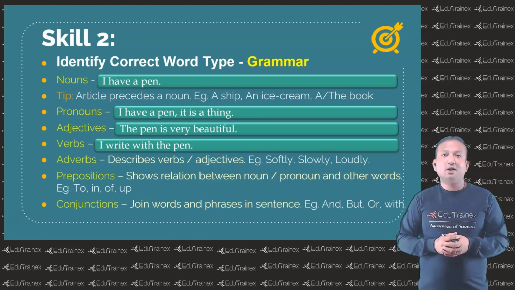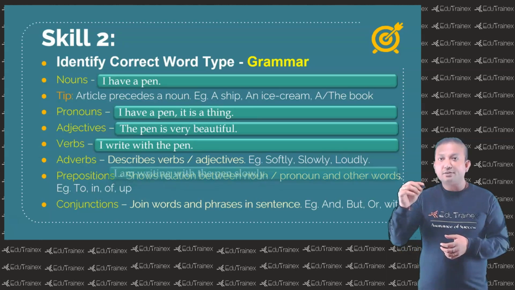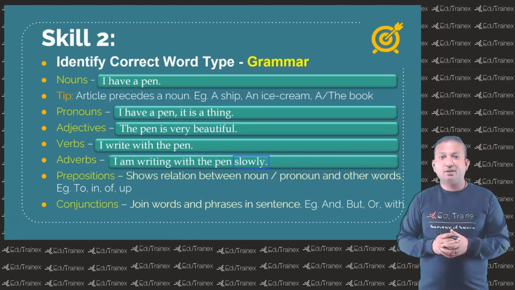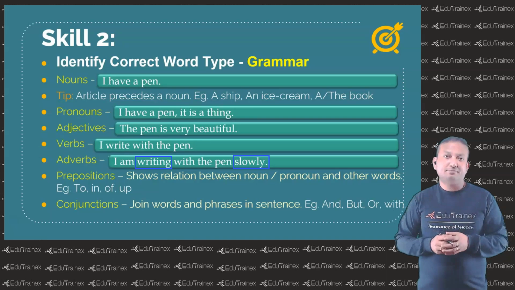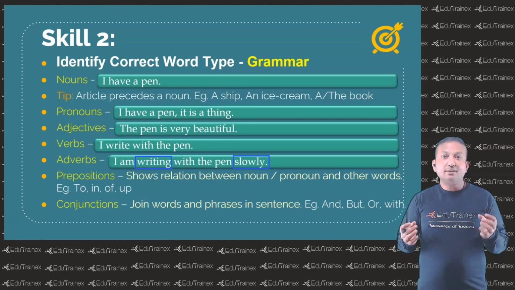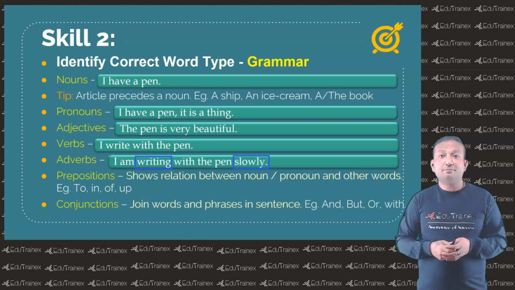Cool. Now, if I say I'm writing with this pen slowly. Now, see the relation between slowly and writing. Slowly is describing how I am writing. And writing is a verb here. So, what does slowly become? It becomes an adverb. An adverb is something that describes a verb or an adjective. See how easily you can understand the word types now.